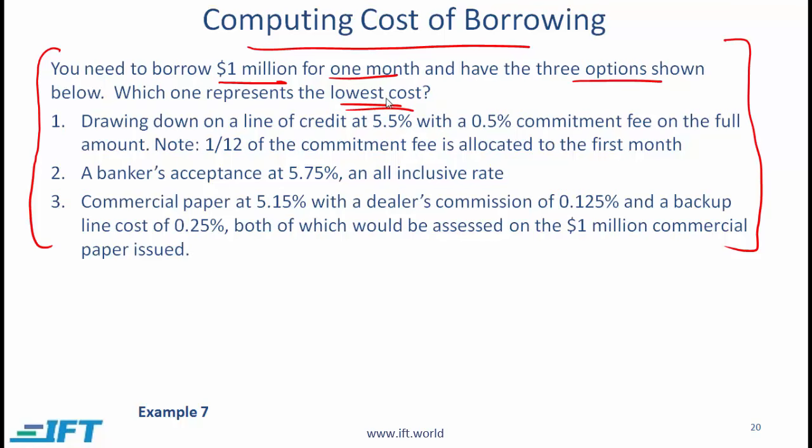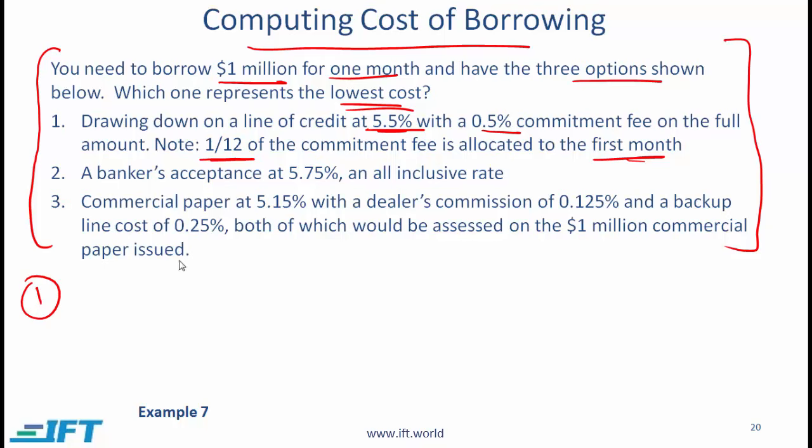When you are borrowing and you have different options, all else equal, you want to borrow using the lowest cost option. The first option is drawing down on a line of credit at 5.5% with a 0.5% commitment fee on the full amount. And since we are borrowing for 1 month, we will allocate 1/12 of the commitment fee to the month. What is the overall cost of borrowing?